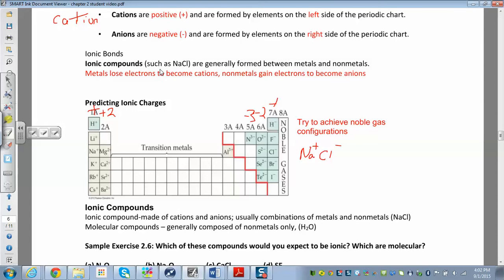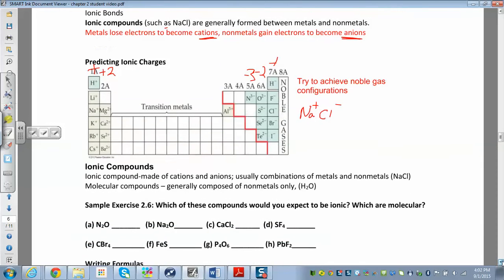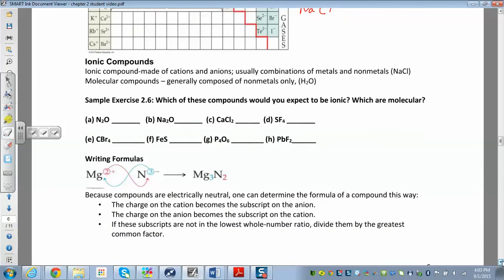So just right here, ionic compounds like sodium chloride generally are formed between metals and nonmetals, because metals like to give up electrons and nonmetals like to gain electrons. So metals lose electrons to become cations, and nonmetals gain electrons to become anions. And then when they come together, once they transfer their electrons, they're really, really attracted to each other because they have opposite charges. So ionic compounds, right? Usually between a cation and an anion, a metal and a nonmetal.